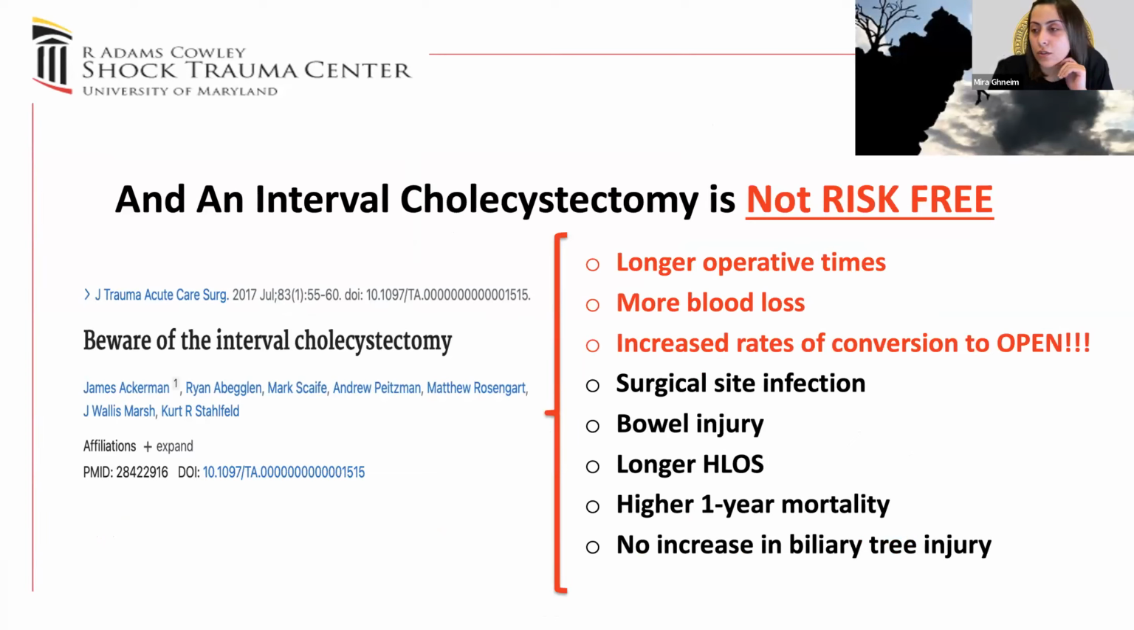This study was published in the Journal of Trauma in 2017 and looked at a large number of patients who had a cholecystostomy tube, and the interval cholecystectomy actually took longer to do. There was more blood loss, and it was a higher rate of converting to open. So basically all the things that we try to avoid by placing a cholecystostomy tube, at least if we base it on what a gallbladder looks like on imaging.